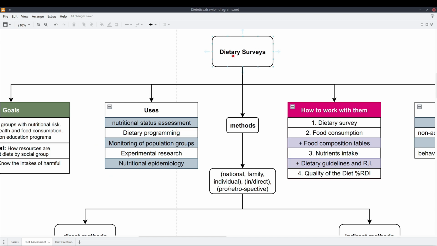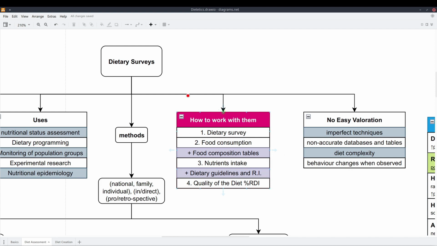The uses we can give to dietary surveys are nutritional status assessment, dietary programming, monitoring of population groups, experimental research, nutritional epidemiology, and many more, but these are the main ones. And today we're going to talk mainly about the nutritional status assessment aspect: how to work with the dietary surveys. Well, first we need to actually do the dietary survey. Then, after the survey, we have an idea about the food consumption. Using the food composition tables, we get the nutrient intake. And then, with the dietary guidelines, we compare the nutrients the individual eats with the guidelines, and we find the quality of the diet as a percentage of the recommended daily intake.